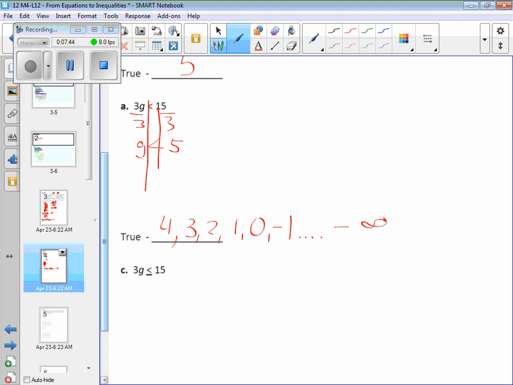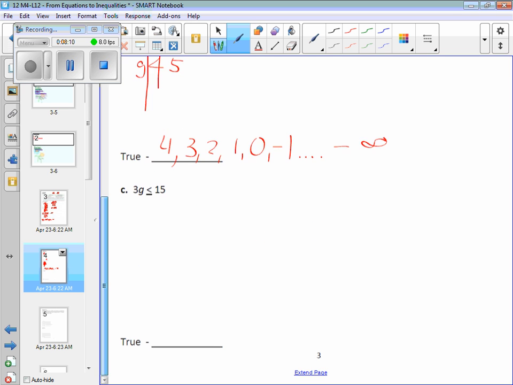Would it work for 5? Who says yes? Who says no? Why no, Chris? Right, it doesn't have a little line underneath it, so it has to be less than 5, and it cannot be equal to 5. You'll see with this one though. So it will include 5.